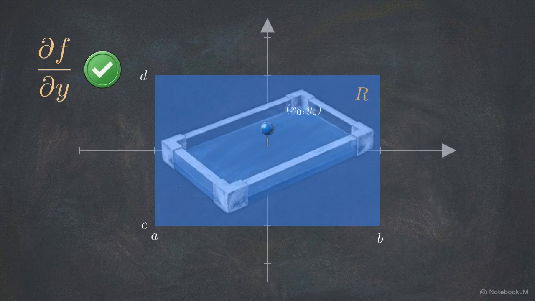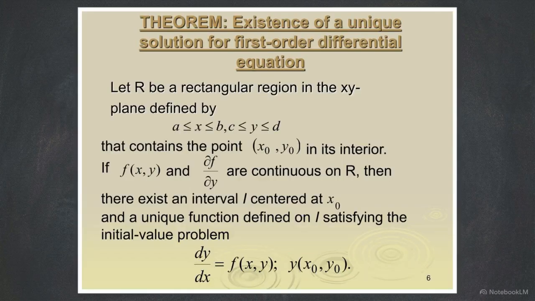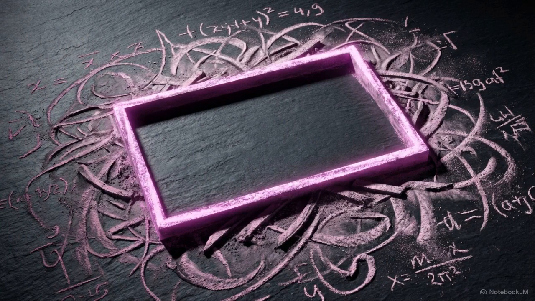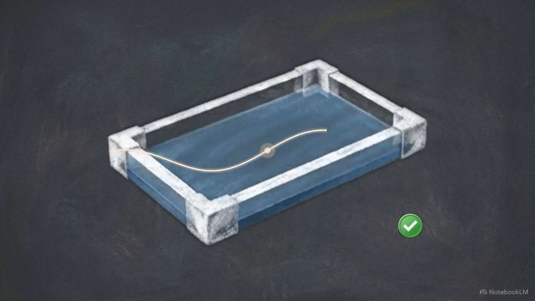The text here confirms the rule. If both the base function and its partial derivative are continuous throughout our rectangle, then the theorem guarantees exactly one unique solution exists. By drawing this boundary and running these continuity checks, mathematicians create a zone of certainty. Inside that box, branching paths and unpredictable dead ends are mathematically excluded.